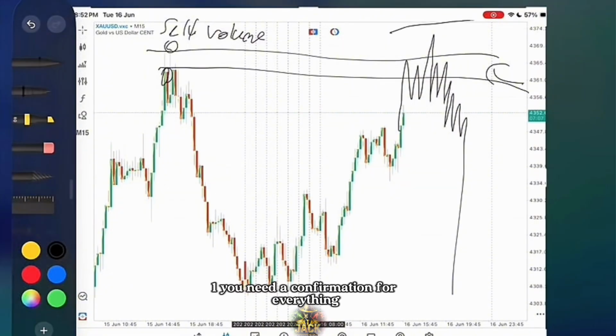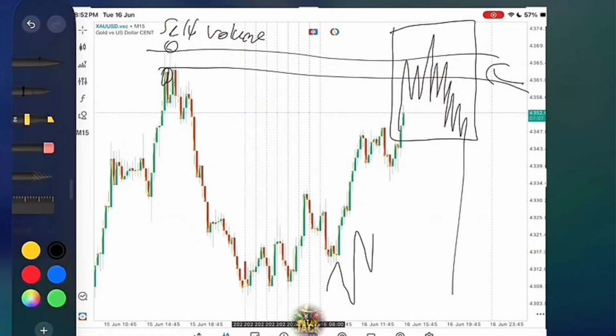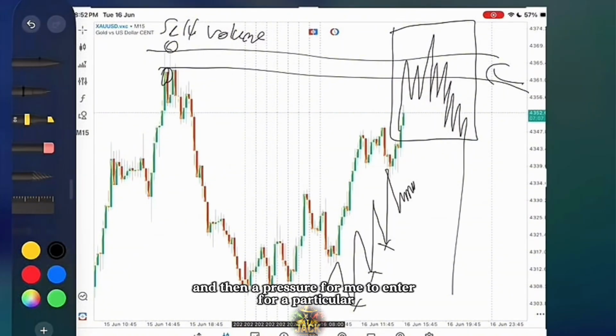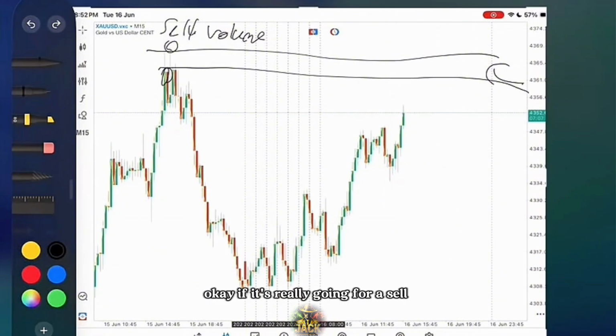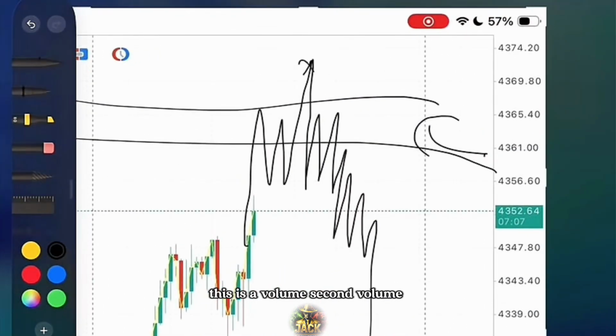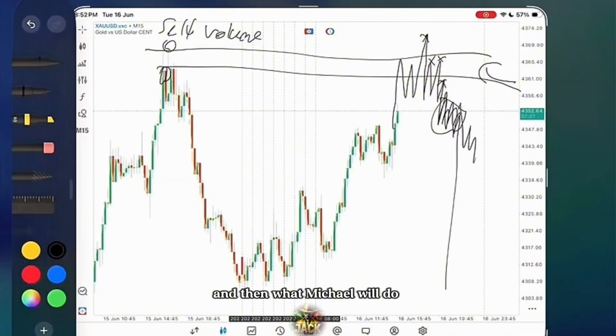One, you need a confirmation for everything. This is my confirmation. I need to see volume, and then a pressure for me to enter in a particular direction. So if it's really going for a sell, this is a volume. Second volume, third volume, fourth volume. This is a pressure. I will enter here for a sell, and then what will the market do? Boom. Market will go down. That's what they did over here.